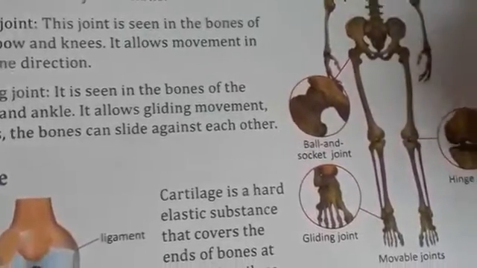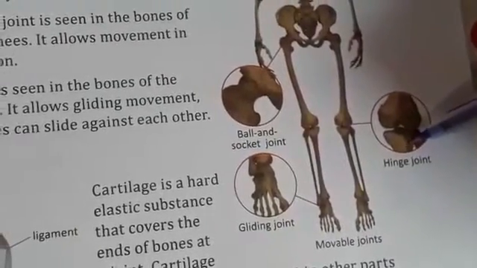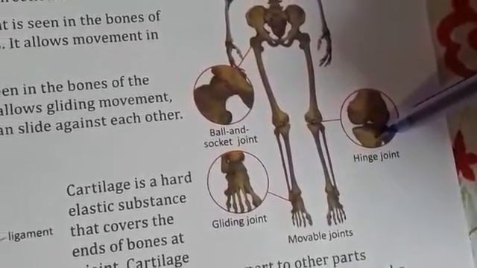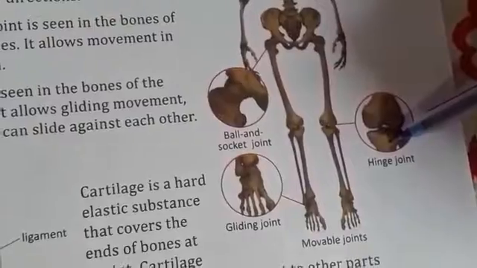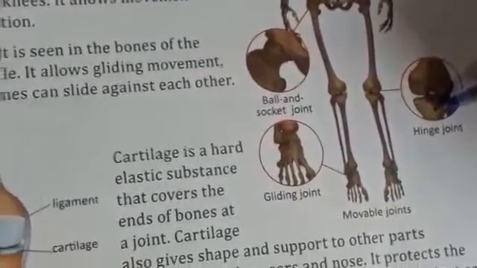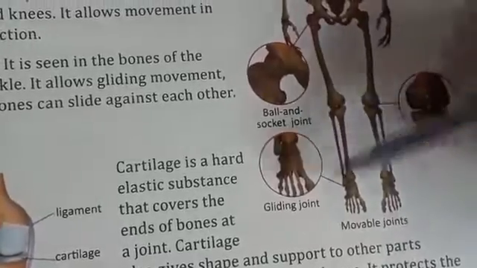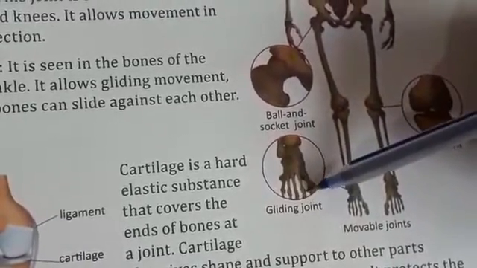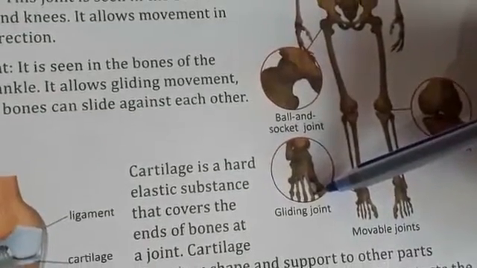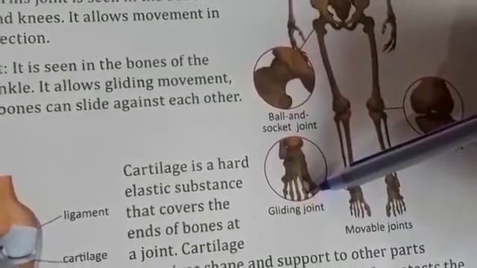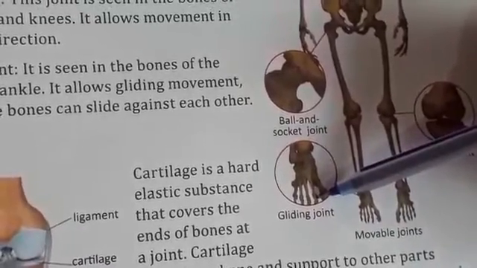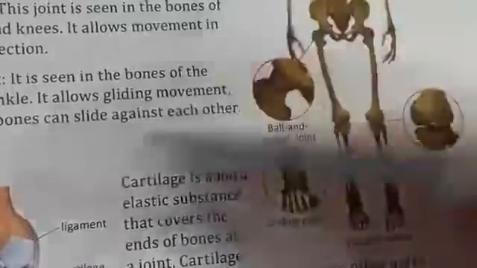Hinge joint. This joint is seen in the bones of the elbow and knee. It allows movement in only one direction. Gliding joint. It is seen in the bones of the wrist and ankle. It allows gliding movement, that is, the bones can slide against each other. Cartilages.